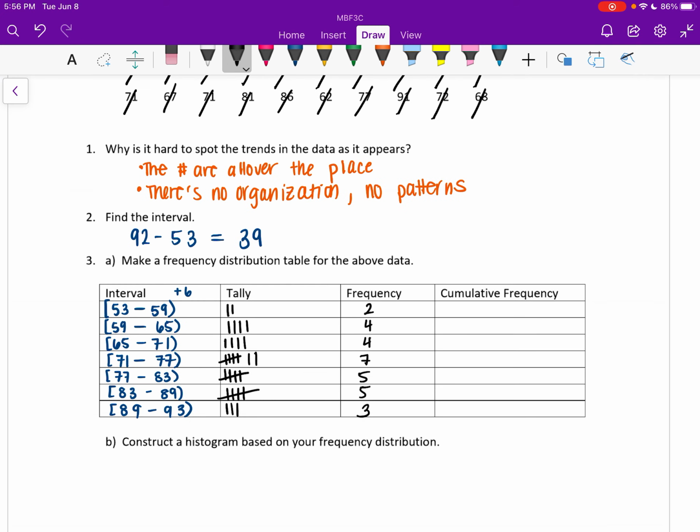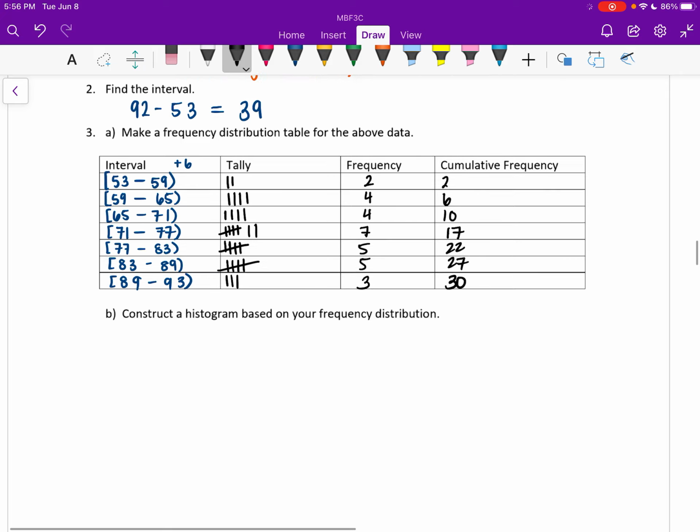All right, so then we had 2 plus 4, which would give us 6, plus 4, 10, 17. 17 plus 5 is 22, plus 5 is 27, plus 3 gives us 30. So now we have our total cumulative frequency, which adds up to 30. So sometimes you have to be really careful with these because if you make a mistake, it's really hard and you have to redo everything. So just be careful while you're going through them.